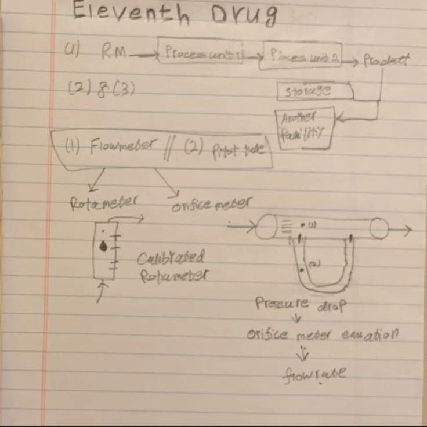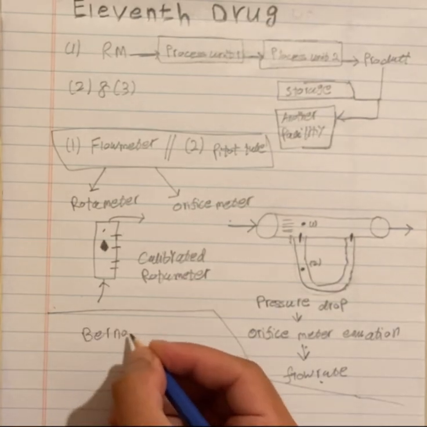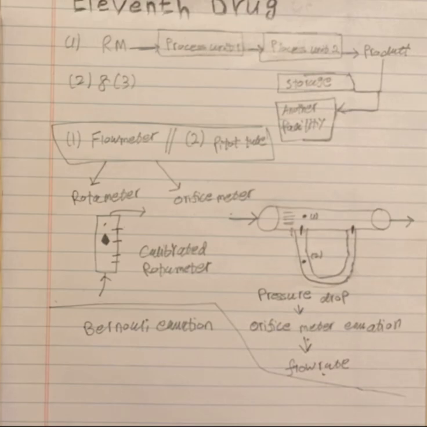Other methods include the pitot tube, and the pitot tube has a similar idea to the orifice meter, but the equation that we will use is different. An equation which is very, very famous, known as the Bernoulli equation. Bernoulli equation means finding the velocity, and then if you find the velocity, you can find the volumetric flow rate, which is a type of flow rate, and which is the thing that we want in the first place.